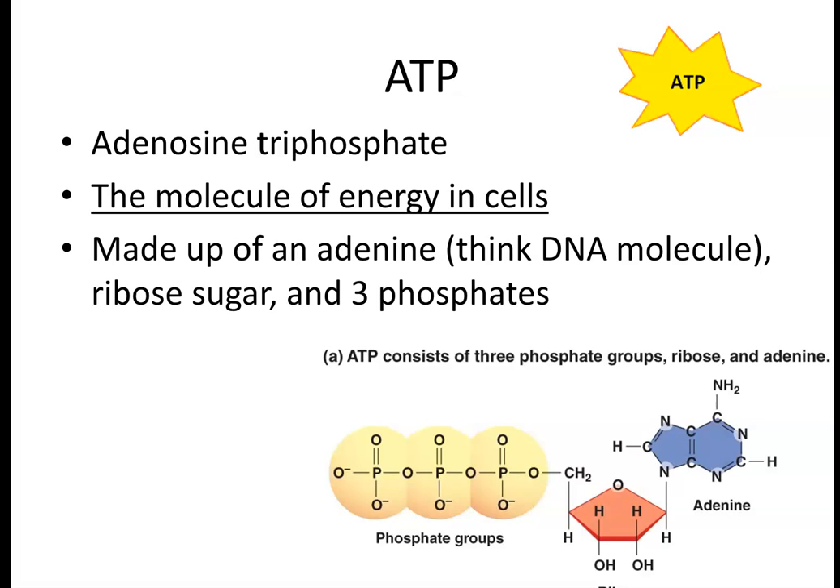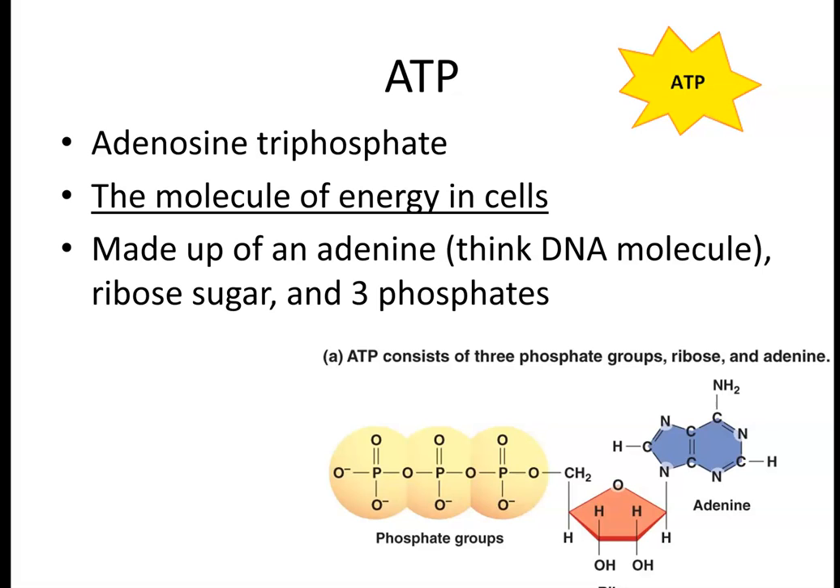Now I know we've been talking a lot about glucose and carbohydrates and lipids giving us energy, but the energy that's in those molecules is not the type of energy that's used by your cells. So your cells need to take the glucose molecules and convert them into this ATP molecule. Okay, so this is the actual form of cellular energy.